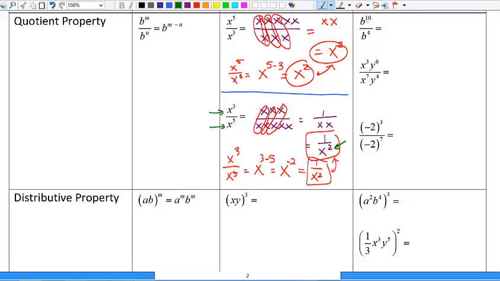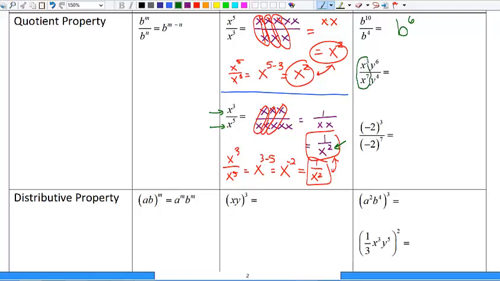So on this first problem, b to the 10 divided by b to the 4. Because I have b to the 10 over b to the 4, I know I'm going to be subtracting my exponents. If you think about it in your head, I'm not going to write out 10 b's, but you can kind of think, okay, if I have 10 b's on top and 4 b's on bottom, 4 of them are going to cancel out. How many do you have left? 6. And where are the 6? They're in the numerator.